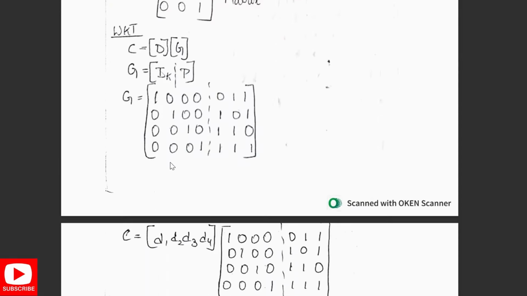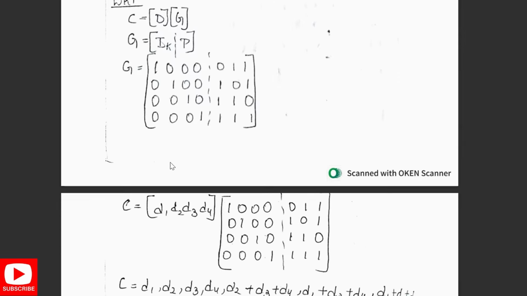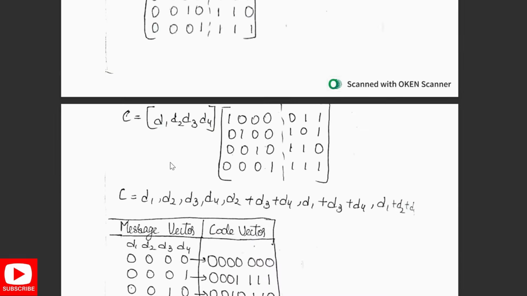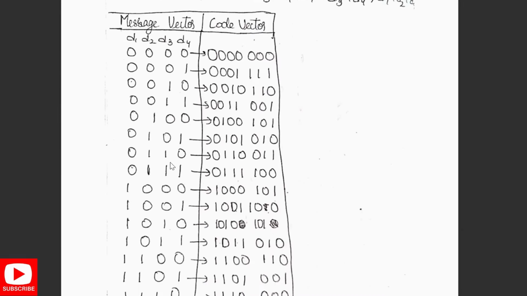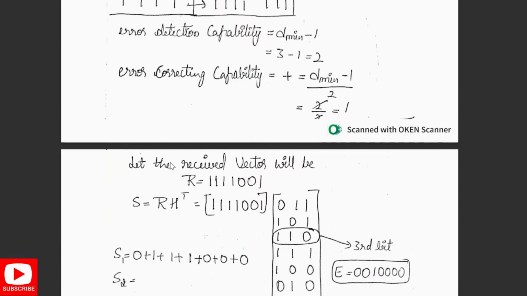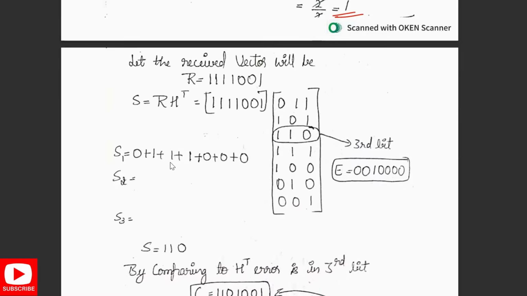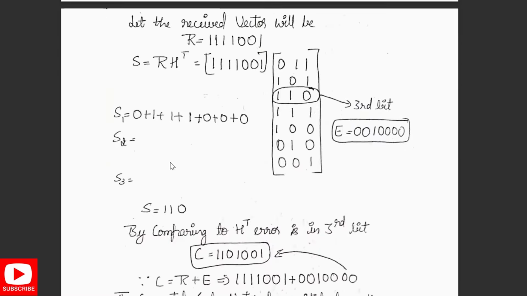We know C is equal to D into G, G is equal to [I_k | P]. Find out the generator matrix, find out the C using the code word, find the message vector and detect the error. To detect the error capacity, d minimum minus 1. What is d minimum here? 3. 3 minus 1 is 2. So error correcting capacity is (d minimum minus 1) by 2, that is 3 minus 1 is 2 by 2. So it is 1.